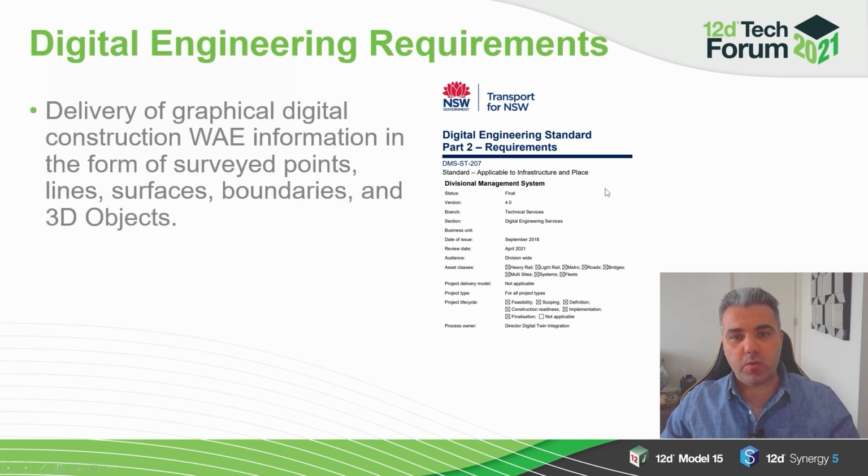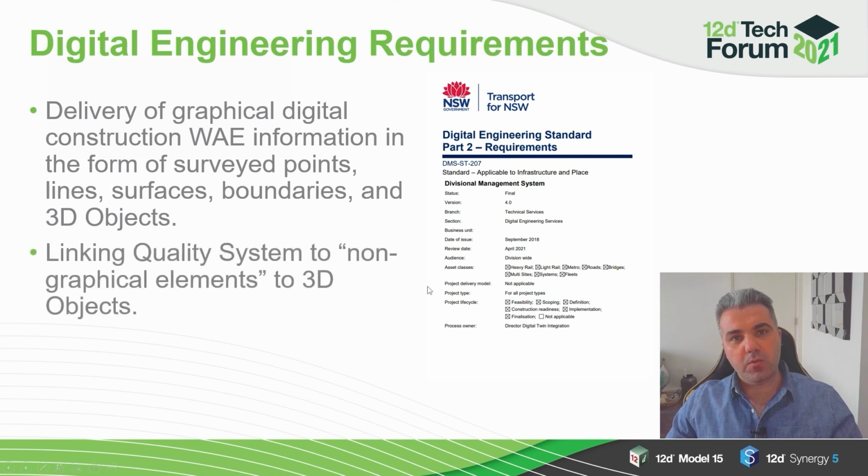The digital engineering requirement is normally a document you get from your client and it outlines what needs to be delivered. As an example here, there's a delivery of graphical digital construction model, which is the work as executed. It includes survey points, line surfaces, boundaries, and 3D objects. And we have a quality system, which we call the non-graphical elements to the 3D objects, and a GIS deliverable.